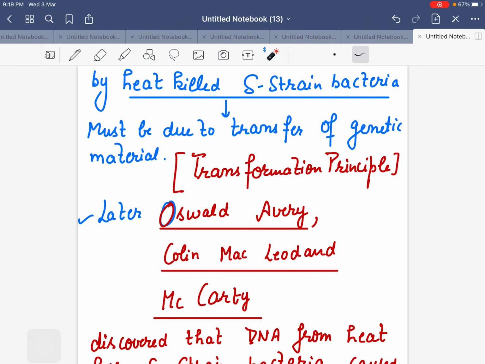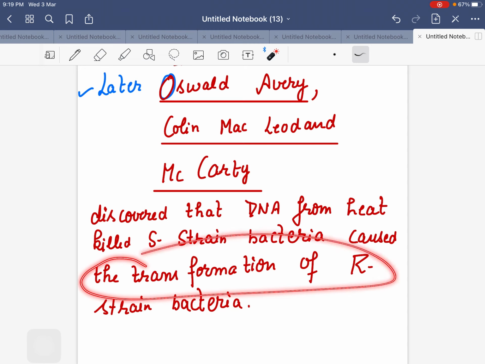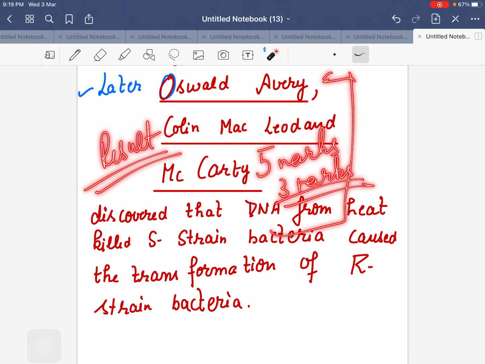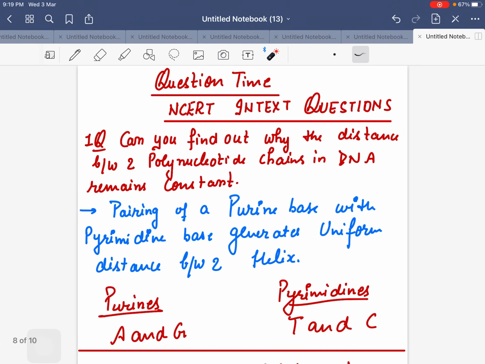So it means something has transferred. But it was Avery, McLeod and McCarty who said that it was DNA that has been transferred from heat killed S strain, and that changed the R strain bacteria. Children, writing this result at the end is very important. Whether the question comes in 5 marks or 3 marks, mark this in your notes right now. You should know the point, without having to think while writing in the paper. Most important lengthy question, right?